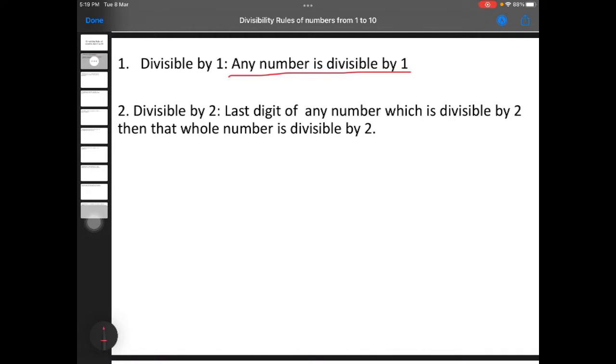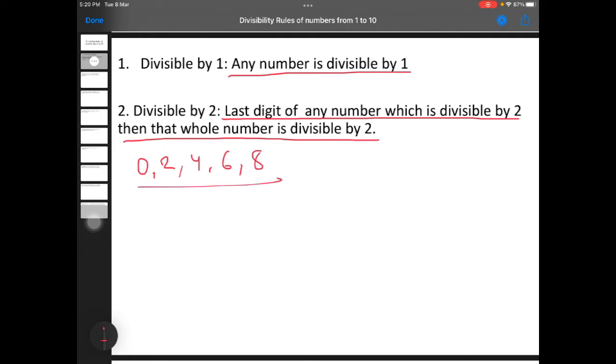The divisibility rule for number 2 says that if the last digit of a number is divisible by 2, then that whole number is divisible by 2. What are the last digits which can be divided by 2? Any number which ends with 0, 2, 4, 6, 8. We can see that 0 can be divided by 2, 2 can be divided by 2, 4 can be divided by 2, 6 can be divided by 2, 8 can be divided by 2.